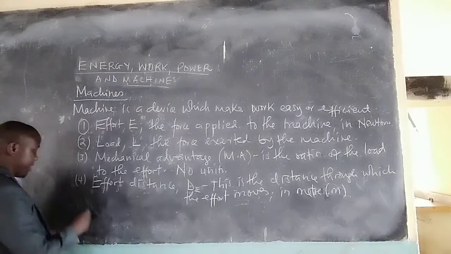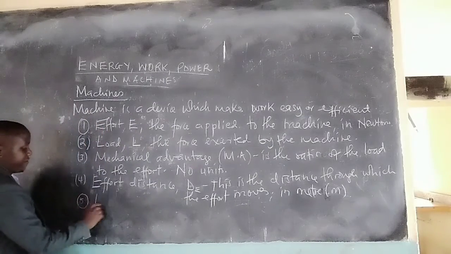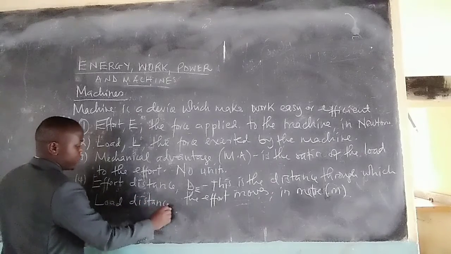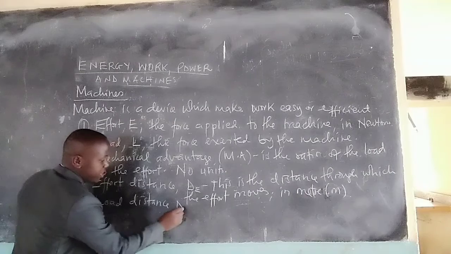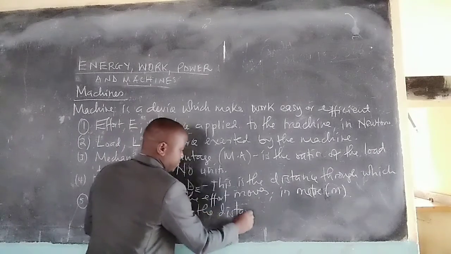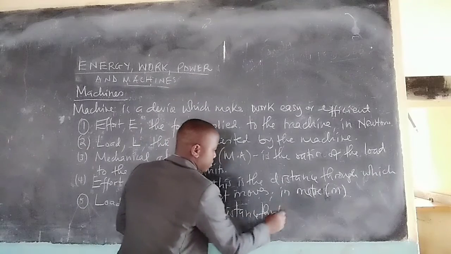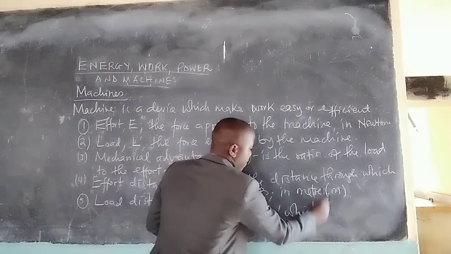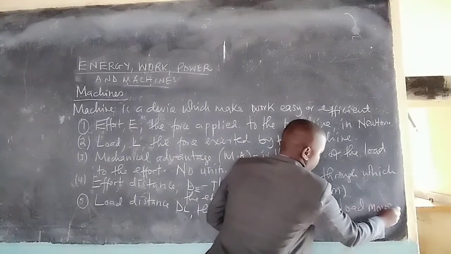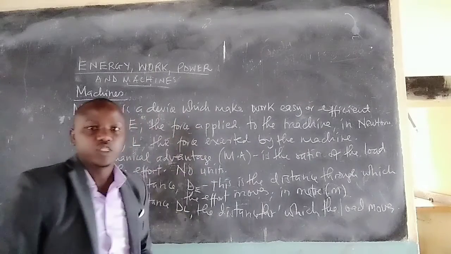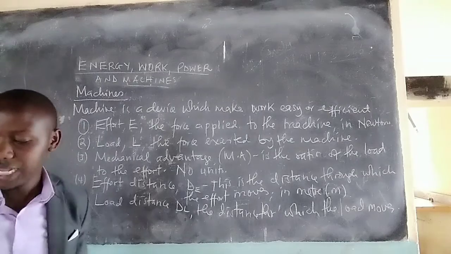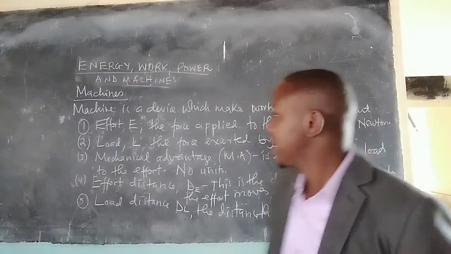The load distance again, number 5, load distance: the distance through which the load moves. So the distance through which the load moves is called the load distance. So these are a few terms. We are going to increase the terms.